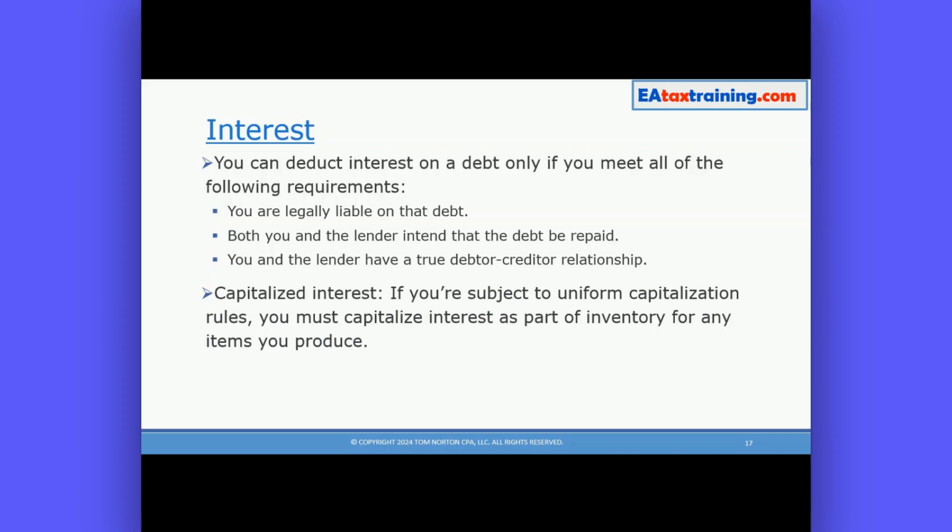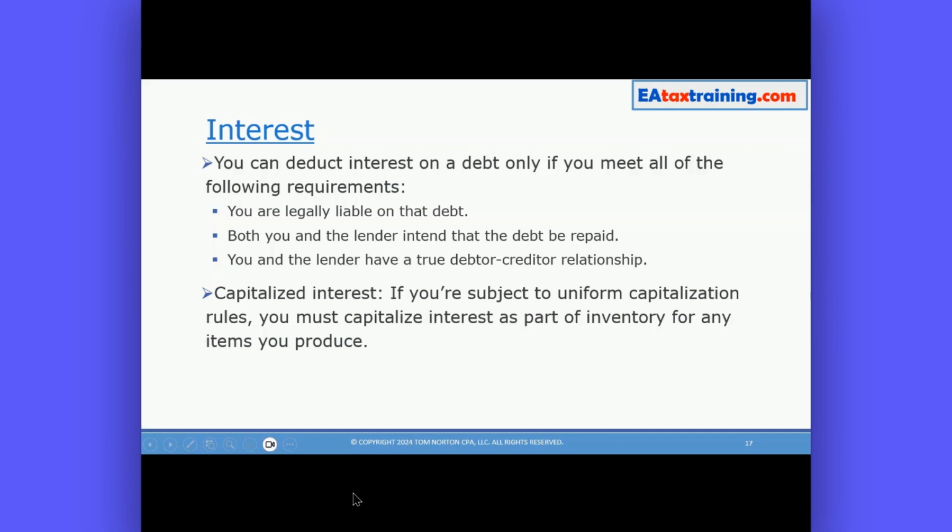So it has to be a legitimate loan. You and the lender both intend that the debt be repaid. So it's not a, here, I'm going to lend you some money, wink, wink, and you're actually giving that person, say a family member, the money. It has to be a legitimate loan. You have to have this true debtor-creditor relationship. And this gets back to, it is best to have this in writing with a market interest rate and all of that to be able to prove that, yep, this is a true debt.